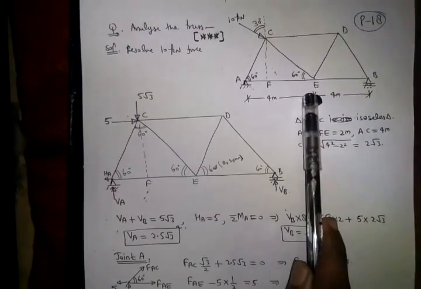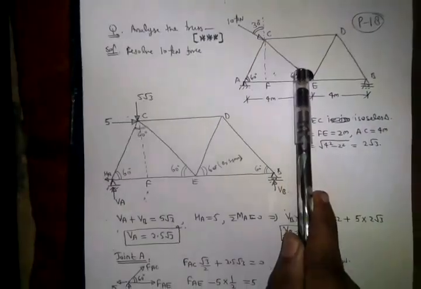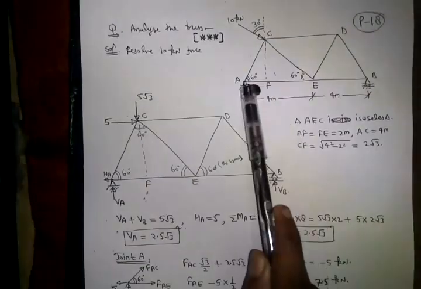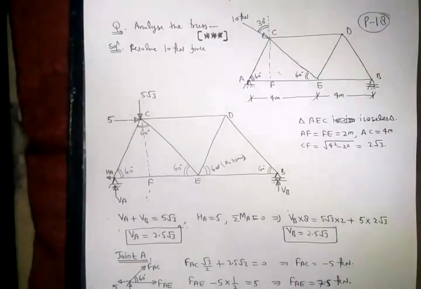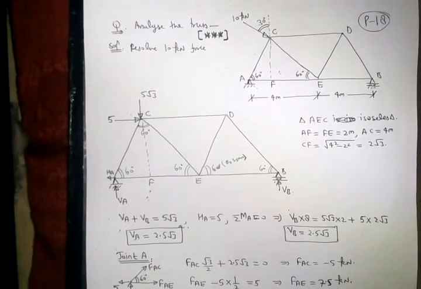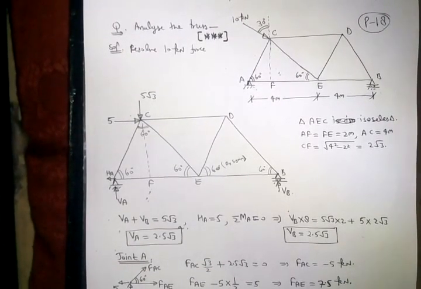Since this is 4, this is 4, this is 60, 60, so it will also be 60, and it will also be 4, because this will be a similar triangle, so all sides will be 4. Right? Okay.